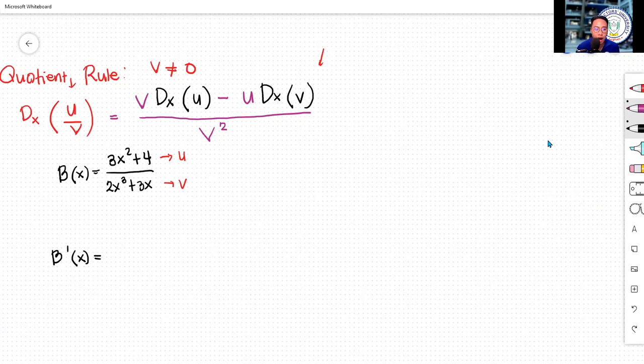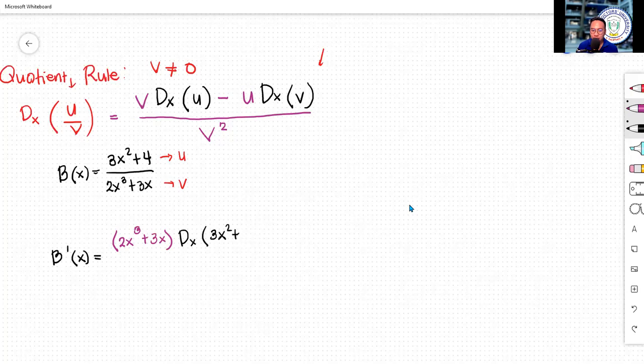Okay, so we are going to do the pattern that we have here. I hope you can still follow. Our v, guys, is 2x cubed plus 3x. So it's always safer to place every expression inside the parentheses so it doesn't get messed up, and then it's more organized. And then dx, our u is 3x squared plus 4.